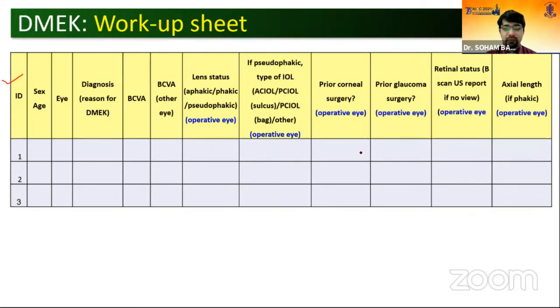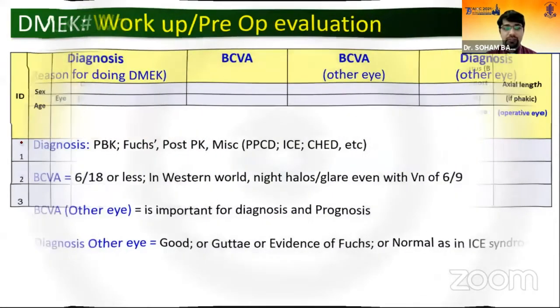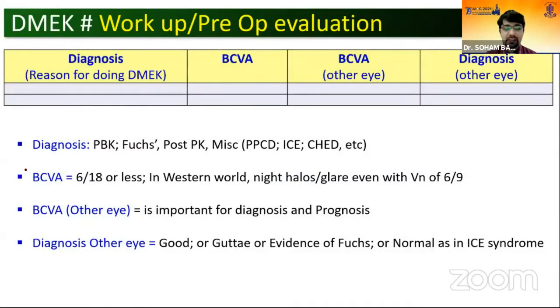So coming to the workup, as a beginner, it's always better to maintain your own Excel sheet, a tabulated form of the patients, so that you can look back at your data later. Include the diagnosis, record the visual acuity preoperatively, and also the diagnosis in the other eye. Many times in a PBK, endothelial dystrophy in the other eye is often missed.